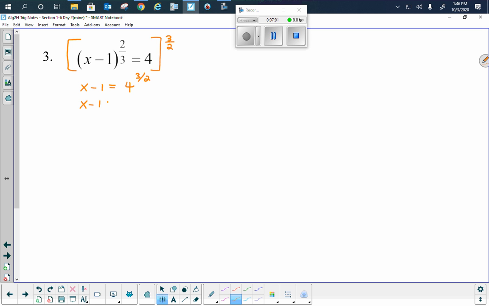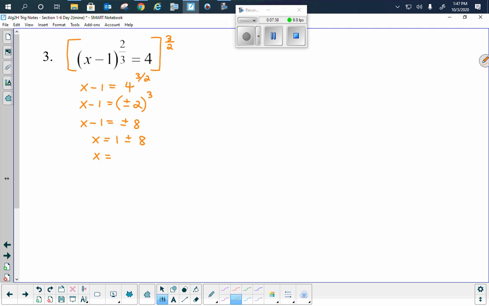And 4 to the 3 halves is where I need to start thinking. So the square root of 4, because the 2 should be the root, because it's in the bottom. So the square root of 4, now you're putting in the square root, right? You are the one that put in that 3 halves. So the square root of 4 is plus or minus 2, and then we need to cube it. So you're telling me x minus 1 equals plus or minus 8 if you cube those. Therefore, x equals 1 plus or minus 8. Don't leave it there. Do the math.